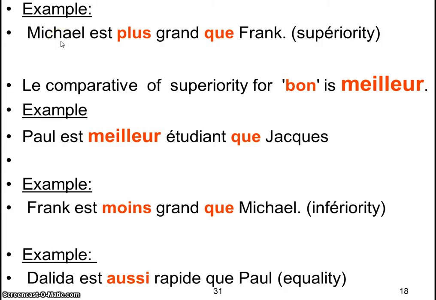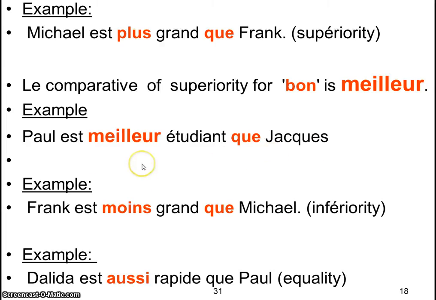Something very important that you need to know is that just like in English, you don't say I'm more good than you. You say I'm better than you. So in French, instead of saying more good, we say meilleur. On ne dit pas plus bon. You say meilleur. So Paul est meilleur étudiant que Jacques.